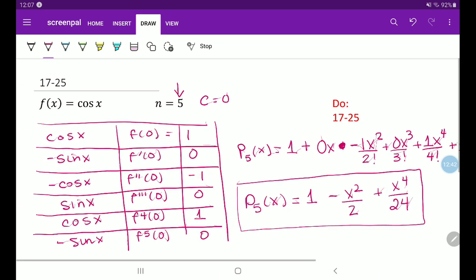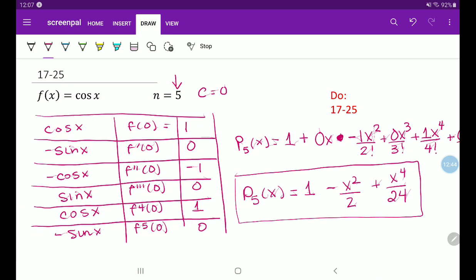All right, so that is what you guys are doing with that 17 through 25. Don't forget, when you get to 21, you will have a product. So product rule is going to be required when you're doing your derivatives. I'm so sorry. And on 23, you could rewrite that so that you can use your power rule and then chain rule. All right, so that's 17 through 25.